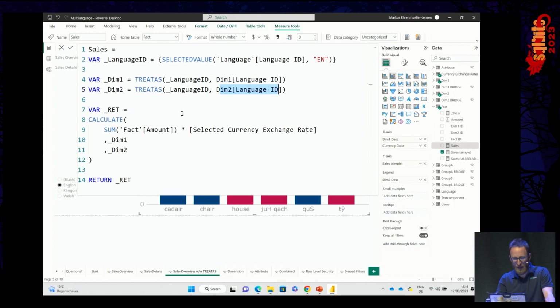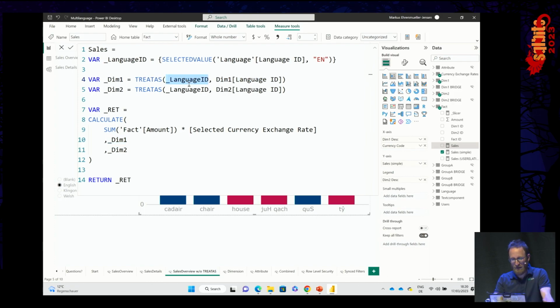This is more complicated than it maybe should be. Starting here, this is the usual measure. I take the amount and then I multiply it by the exchange rate, and then I apply 2 extra filters in the CALCULATE. We're changing the current filter context, and this is done over variables, just to make the code easier to read if I split this up. So I have these variables here where I apply this TREATAS.